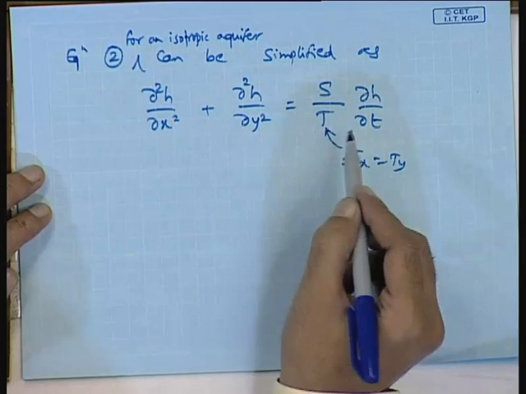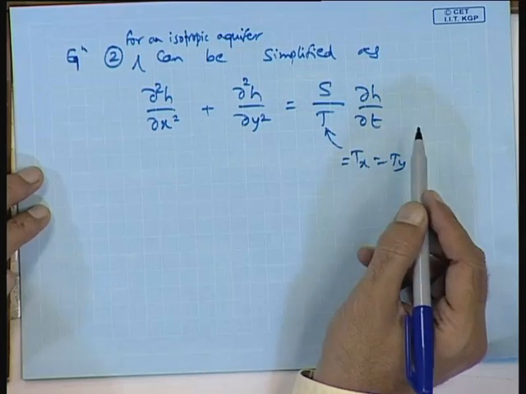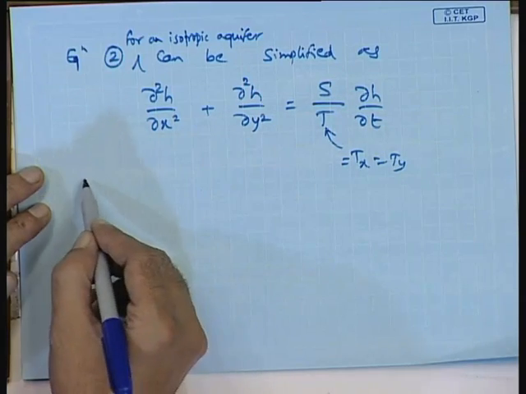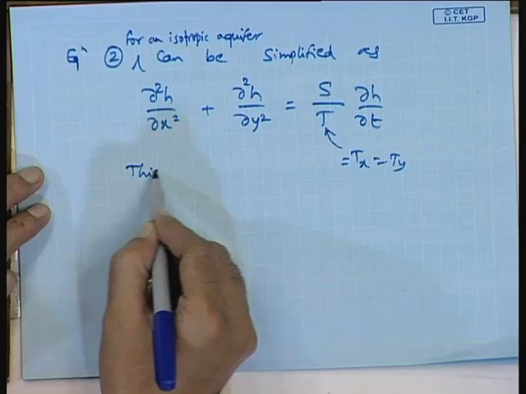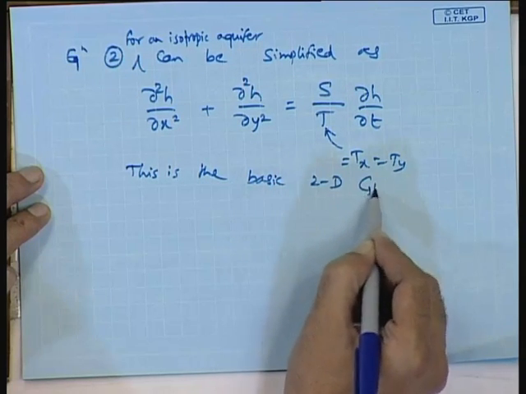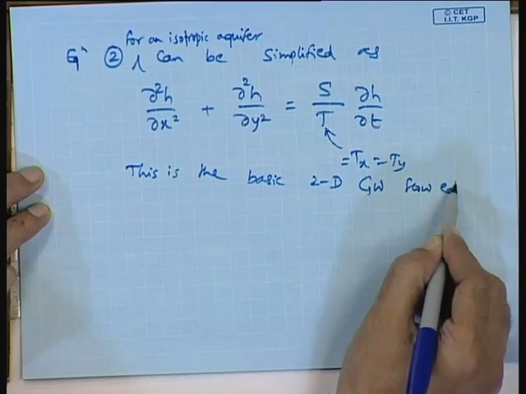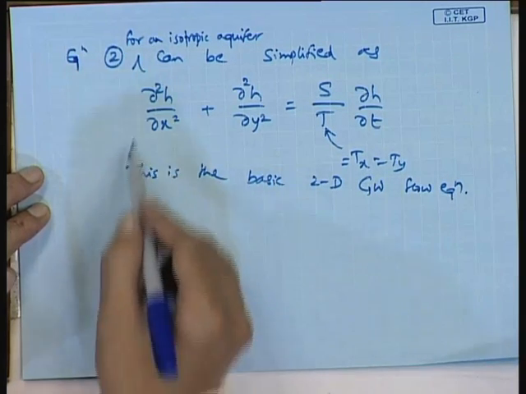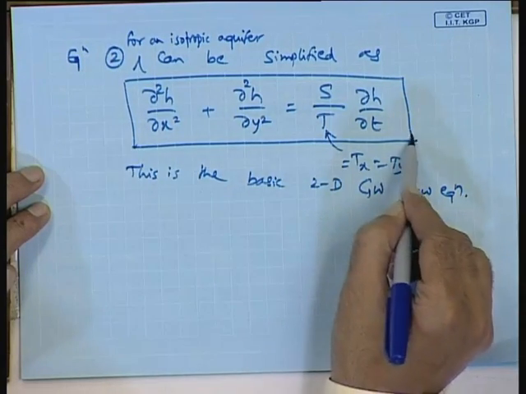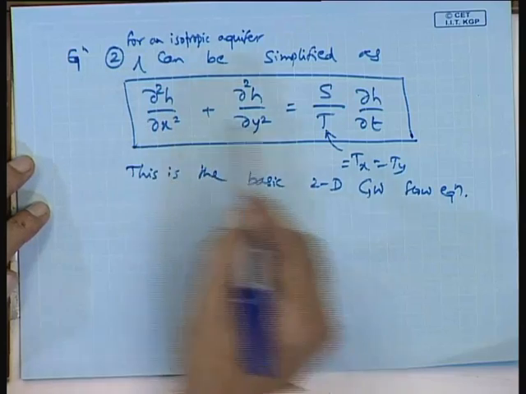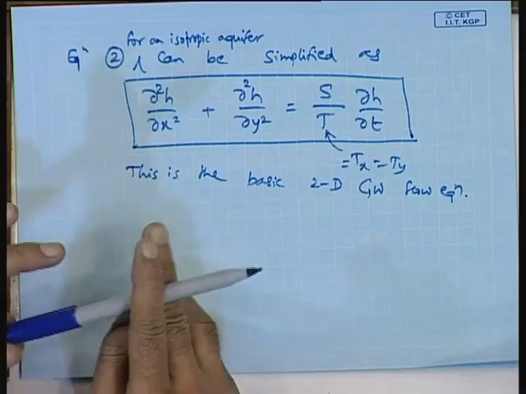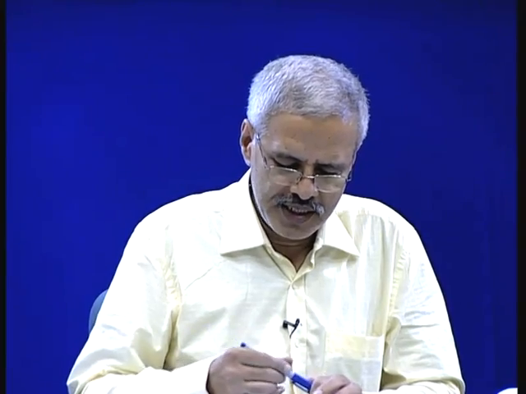So, this is the basic groundwater flow equation in two dimensions, and of course, you can add the third dimension also. So, this is the basic 2D groundwater flow equation. In the next lecture, we will extend this two dimensional groundwater flow equation to three dimensional, and also we will see its variation when the flow is steady.